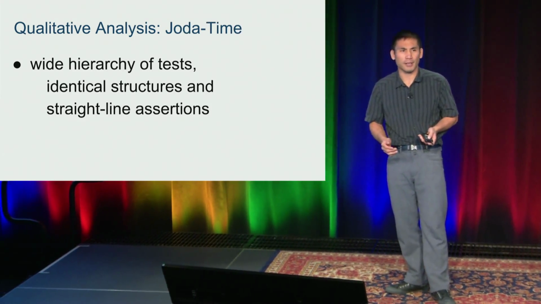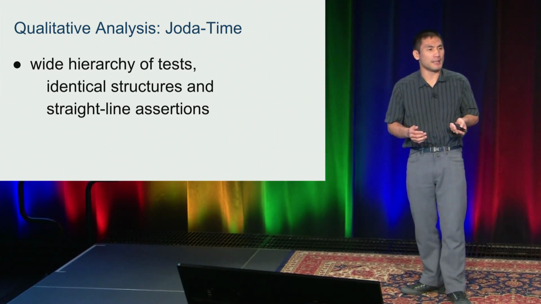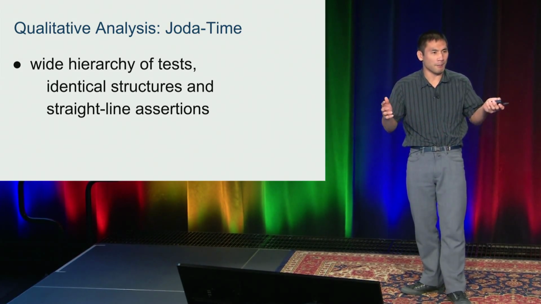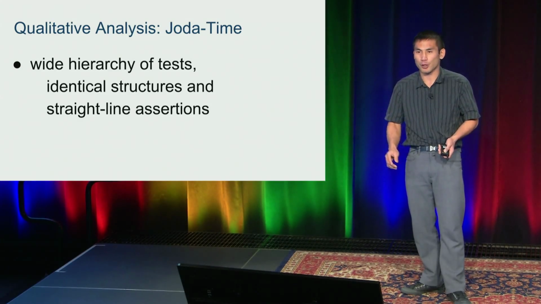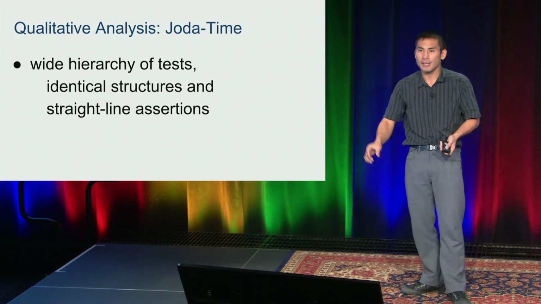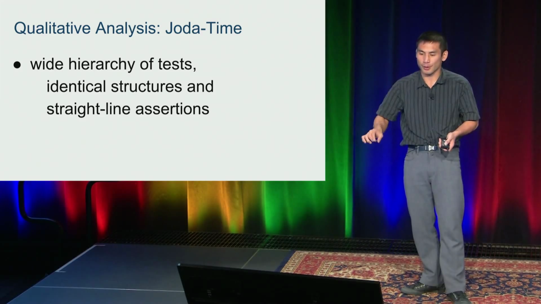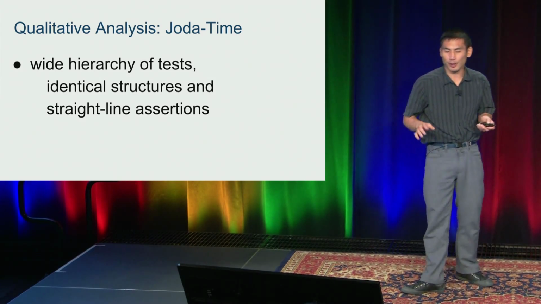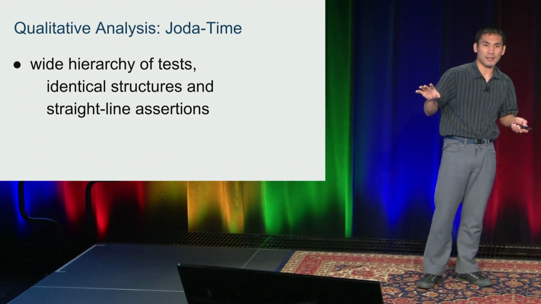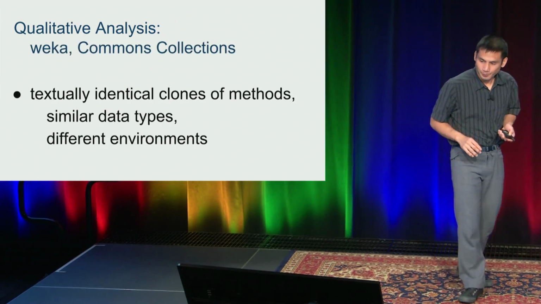Joda-Time had this wide hierarchy of tests. The thing about Joda-Time is that it's a library for keeping track of time. You have, for instance, the Gregorian calendar and then the Coptic calendar, and you have all these things that are pretty similar. So you can imagine it might make sense to refactor these tests as well. They have identical structures, and they have straight line assertions, so there's no control flow going on here. You just have assert, assert, assert, assert, assert. And that makes a lot of sense to refactor. So this was, in some sense, the easiest thing that you could imagine refactoring.